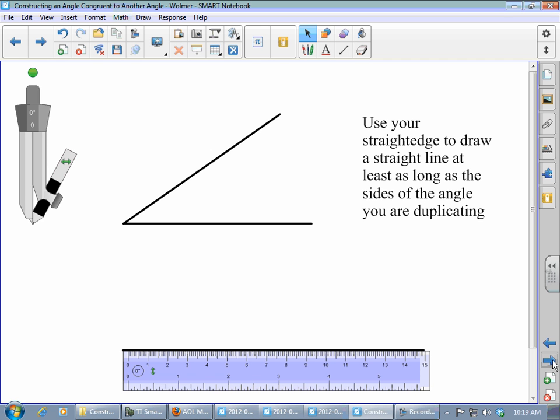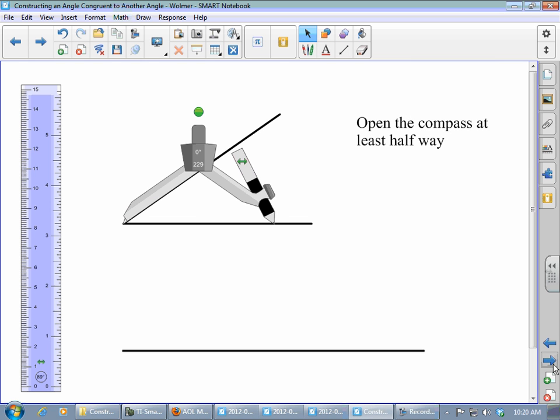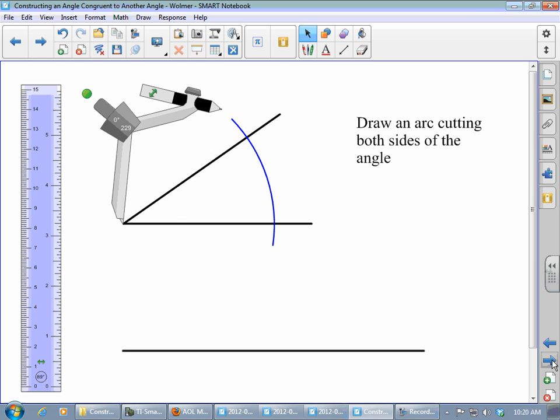Use your straight edge to draw a straight line at least as long as the sides of the angle you are duplicating. Set aside your straight edge and place the spike of the compass on the vertex of the angle you are duplicating. Open the compass at least halfway. Then swing an arc cutting both sides of the angle.